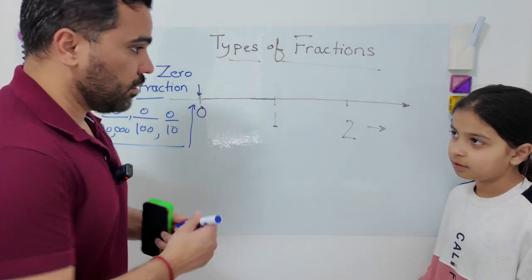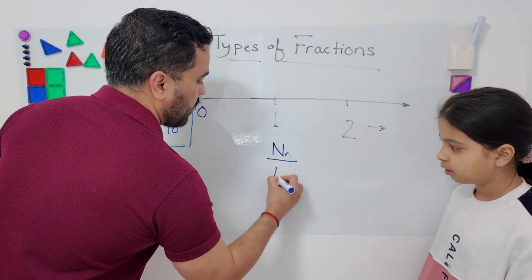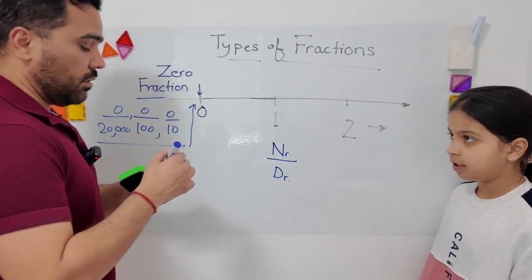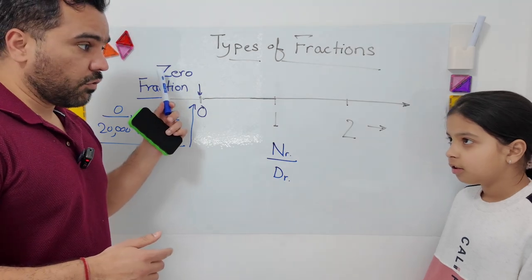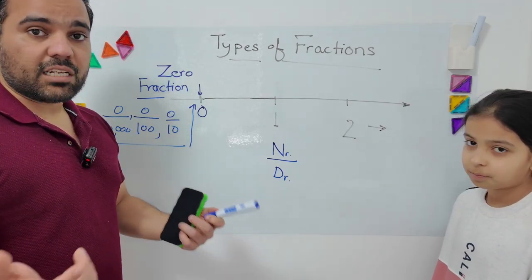So we learned about zero fractions, where our numerator is 0. That gives me my zero fractions. And when the denominator is 0, that gives me infinity. So basically that's not allowed.